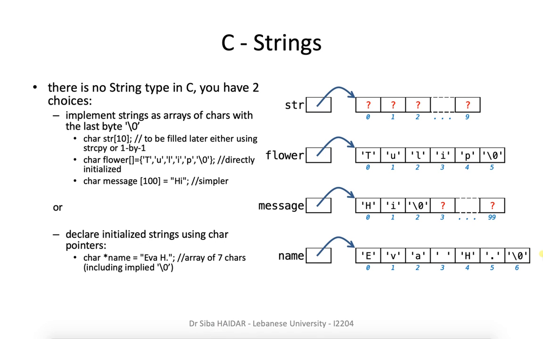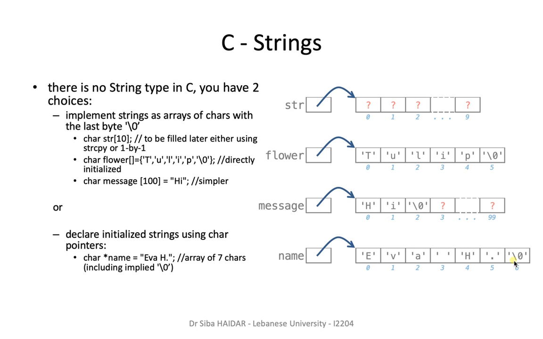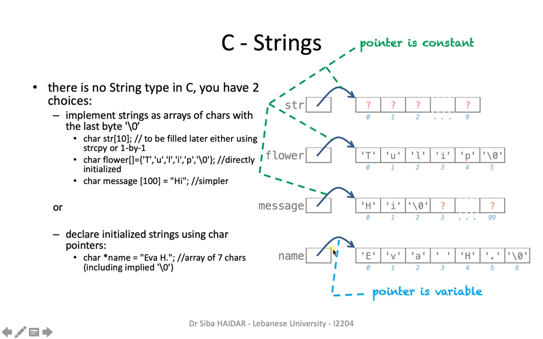So with all these choices, what are the differences? What are the resemblances? In your first choice, your elements can be changed, can be altered. In the second, if you declare using a char pointer, the elements are constant, you cannot change them. And as you already know, in the first choice, your pointer is an array, so it is a constant pointer. However, the second pointer is a variable pointer. You can make it point somewhere else. It's true you cannot change these characters here, but you can make the name pointer point somewhere else.